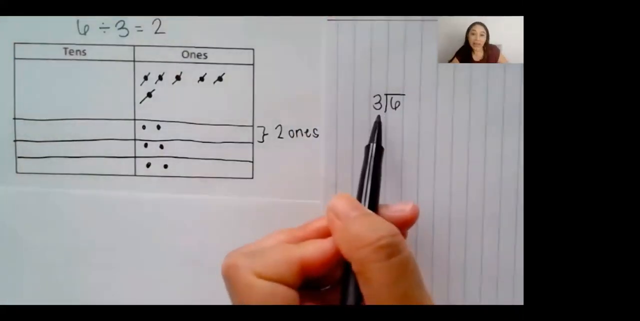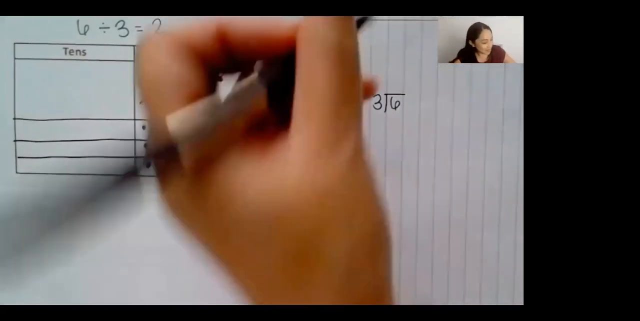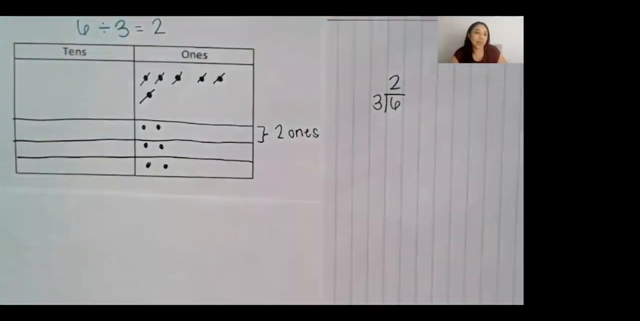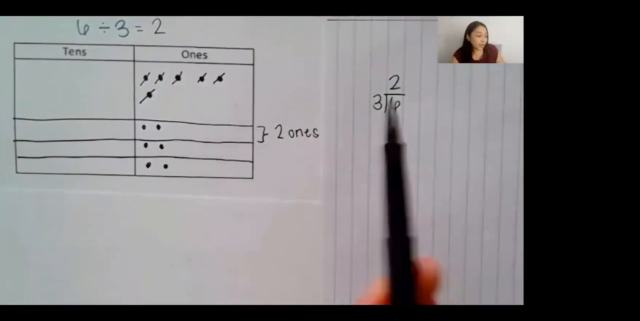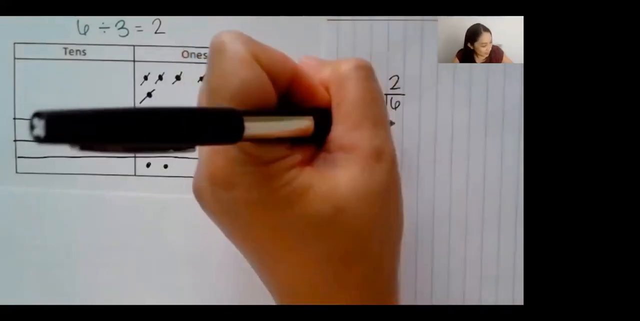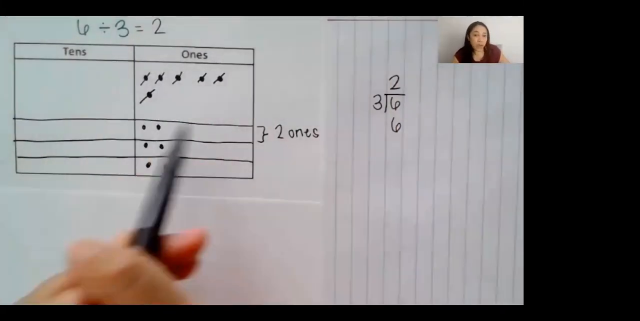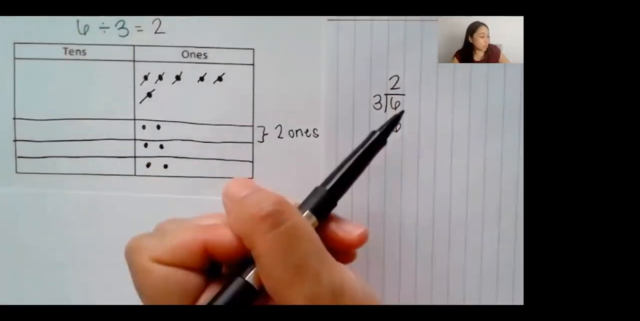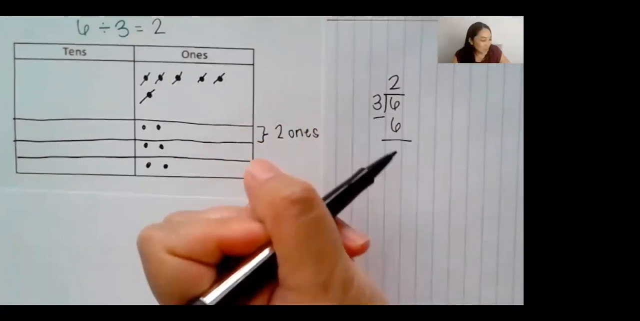6 ones divided by 3 is 2 ones. We distributed 2 three times. 2 ones times 3 is what? 6 ones. We divided 6 ones and have no ones remaining. 6 ones minus 6 ones equals 0 ones.